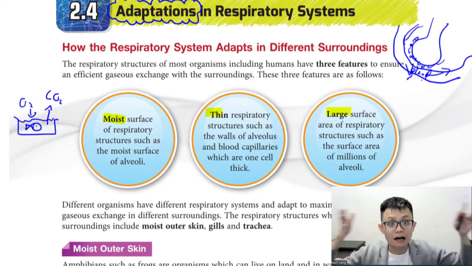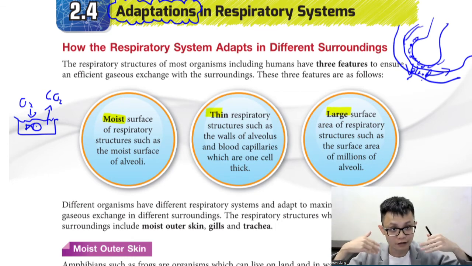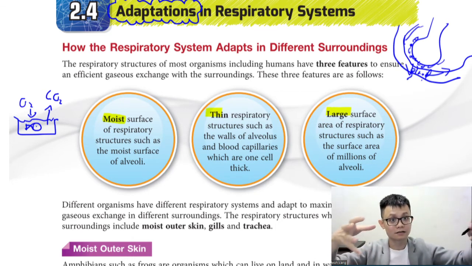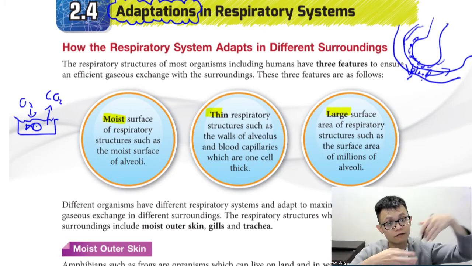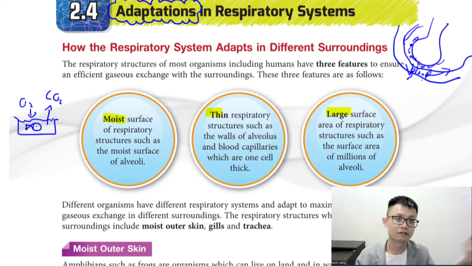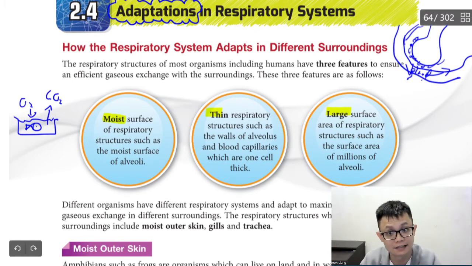So big, you know how big a tennis court is? Why do you want to have such a big surface? Because the bigger the surface, the more diffusion of oxygen in and diffusion of carbon dioxide out from the alveolus, correct or not? So these are the three. These are the common questions that the exam will ask.